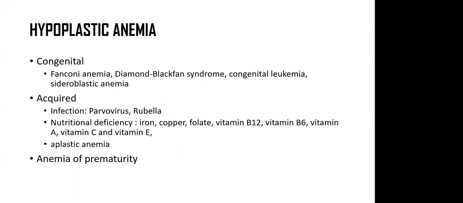And lastly, it can be caused by the anemia of prematurity, which Dr. has explained in the prematurity lecture. But in summary, the anemia of prematurity is the exaggeration of the physiological anemia of infancy, and the causes could be a shorter red blood cell lifespan, impaired erythropoietin production due to immature liver function, and repeated blood sampling in preterm infants.